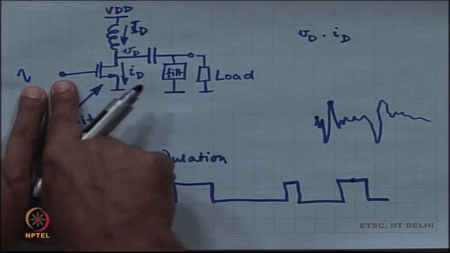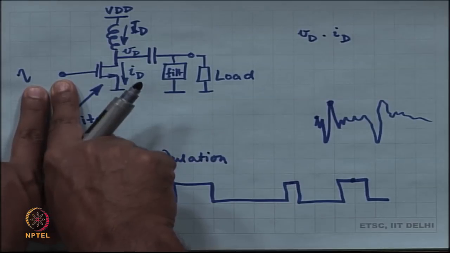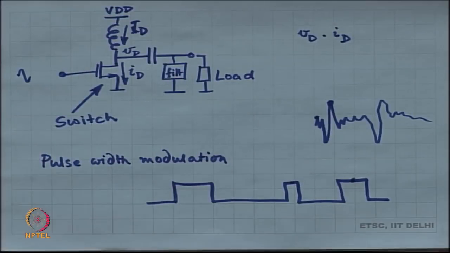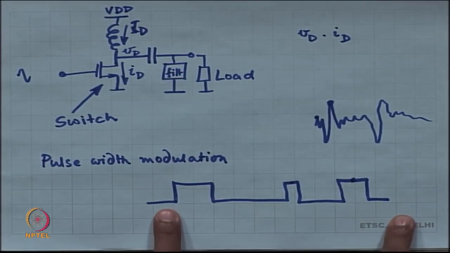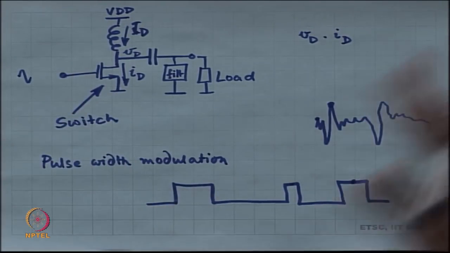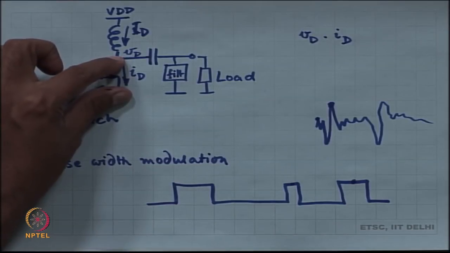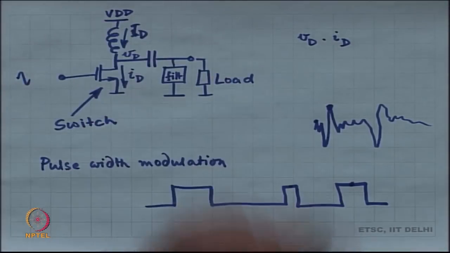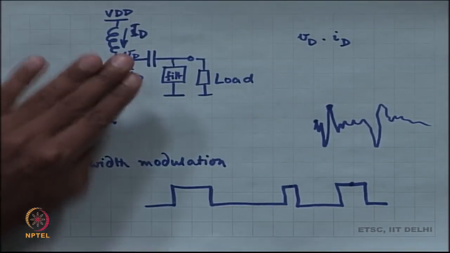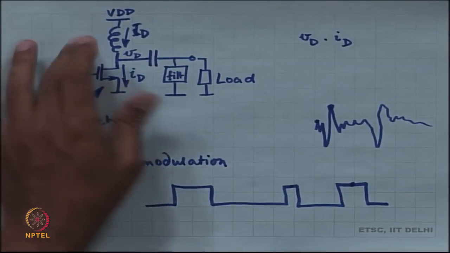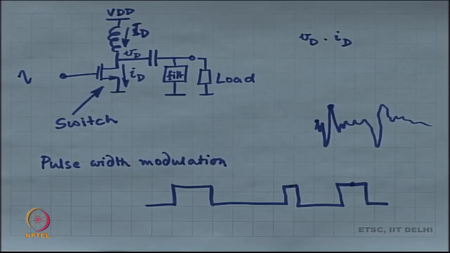Now, we apply this switching waveform over here. The MOSFET is switching on and off, this is a pure digital signal. When it is on, Vd is 0, the MOSFET does not consume any power, and power is delivered to the load. When it is off, current is 0, once again power is delivered to the load. No matter what you do, power is delivered only to the load and nowhere else.